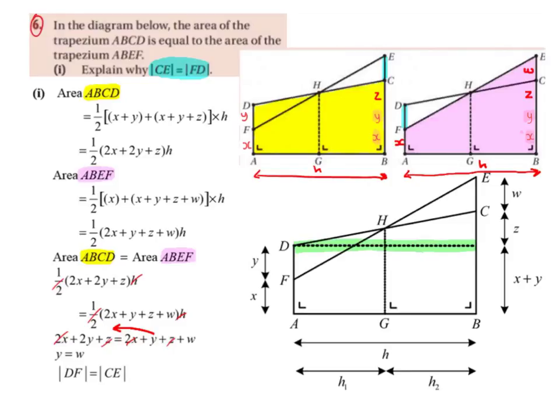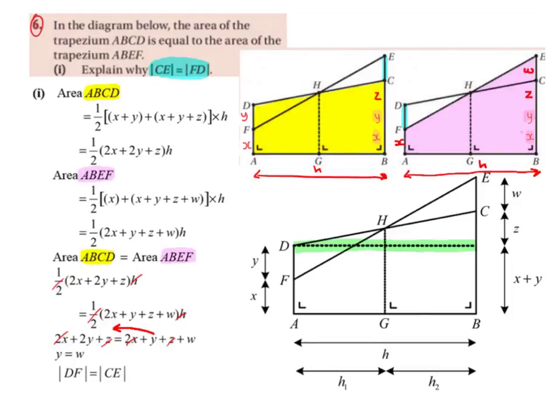Now we're told in the question that the areas of both trapeziums are equal to each other. So the area of ABCD, the yellow trapezium, is equal to the area of ABEF, the pink trapezium. So this is going to be equal to this. So we get a half times 2X plus 2Y plus Z times H is equal to a half times 2X plus Y plus Z plus W times H.